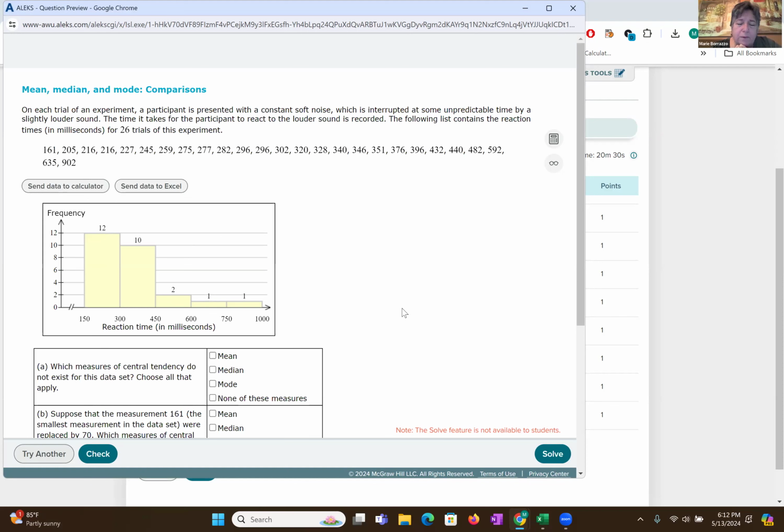And in this one, does the data look normal to you? No. Do you think it's left skew or do you think it's right skew? Right skew. This is right skewed. If you notice that the lower numbers are how many more of them? So 150 to 300, you have got 12 samples. And from 300 to 450, you have 10 samples. So you have quite a few that are on the low end.